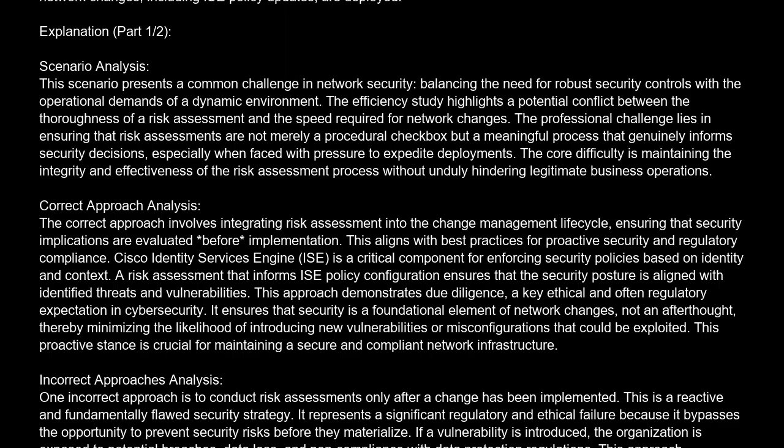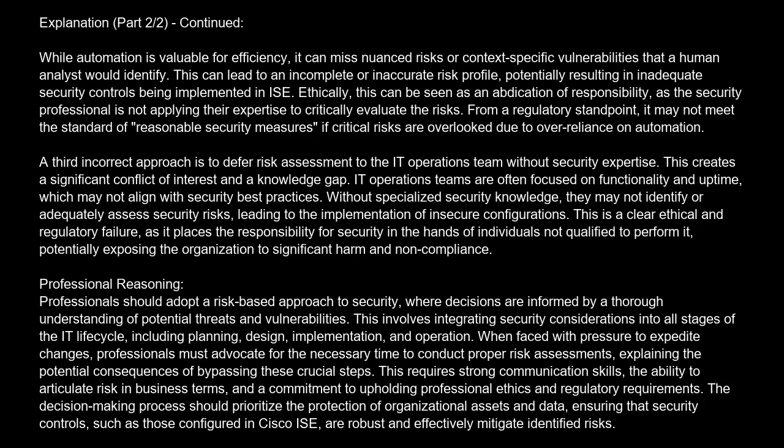Another incorrect approach is to rely solely on automated tools without human oversight for risk assessment. While automation is valuable for efficiency, it can miss nuanced risks or context-specific vulnerabilities that a human analyst would identify. This can lead to an incomplete or inaccurate risk profile, potentially resulting in inadequate security controls being implemented in ISE. Ethically, this can be seen as an abdication of responsibility, as the security professional is not applying their expertise to critically evaluate the risks. From a regulatory standpoint, it may not meet the standard of reasonable security measures if critical risks are overlooked due to over-reliance on automation.